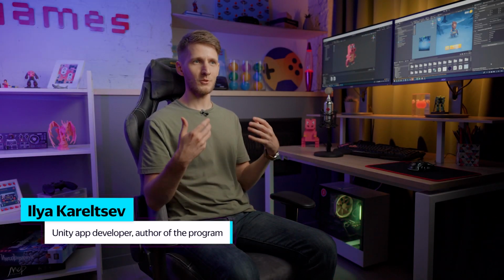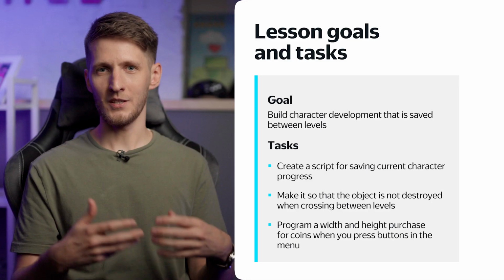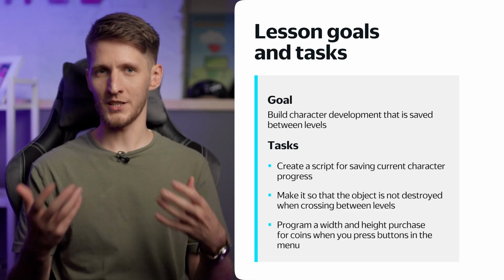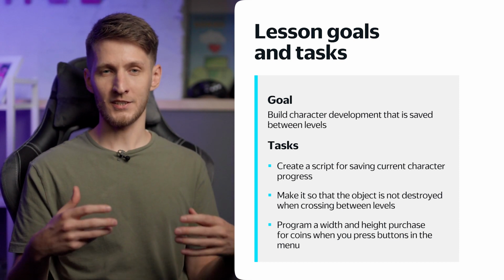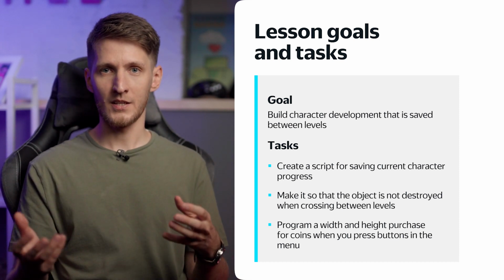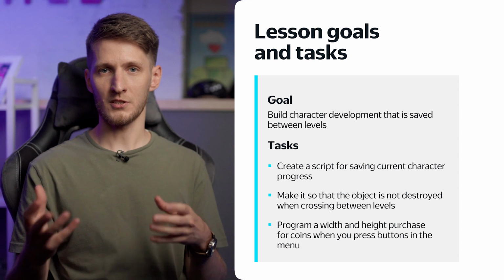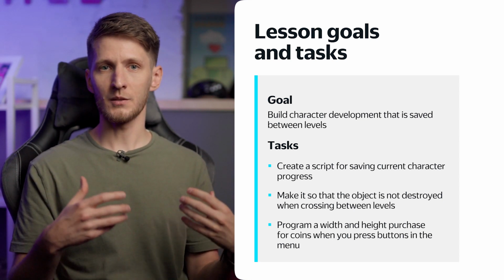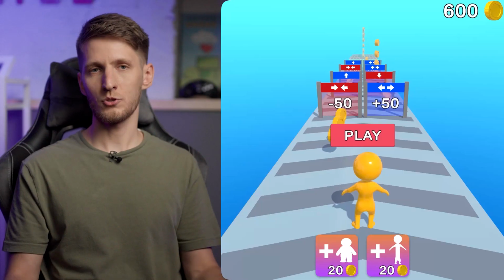Hi there. We've already created a full-fledged character, and in this lesson, we'll be improving them. We'll create a script to save the current progress, make sure that the object doesn't get destroyed when moving to a new level, and add the ability to buy width and height for coins. Here's what we'll get at the end.